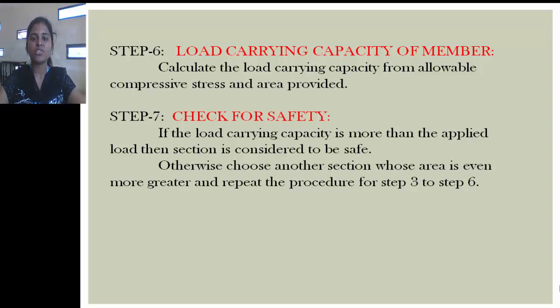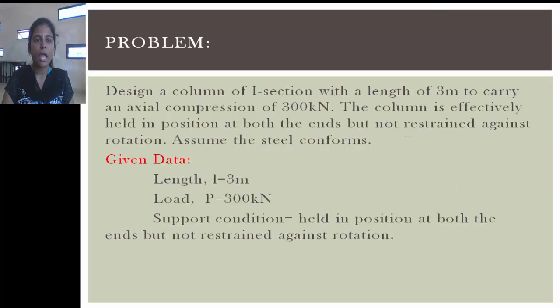And step 7 is the check for safety. If the load carrying capacity is more than the applied load, then it is found to be safe. And if it is not greater, we have to reconsider the section, that is, redesign by choosing some other trial section.